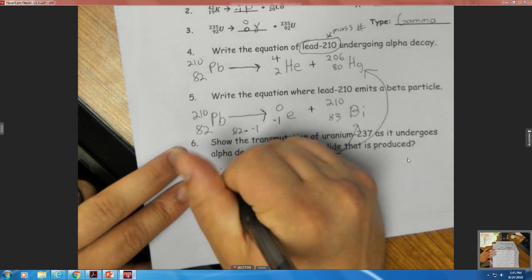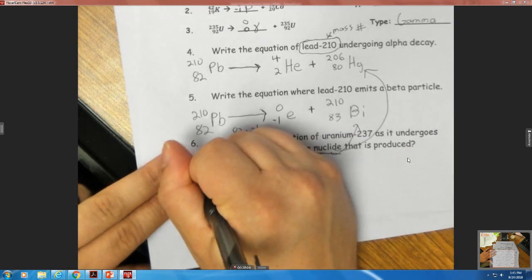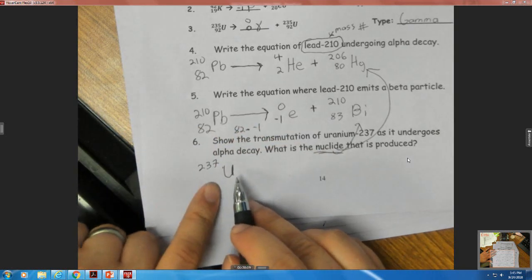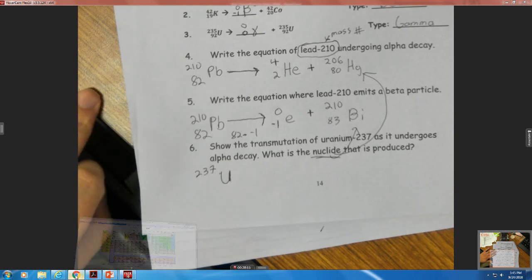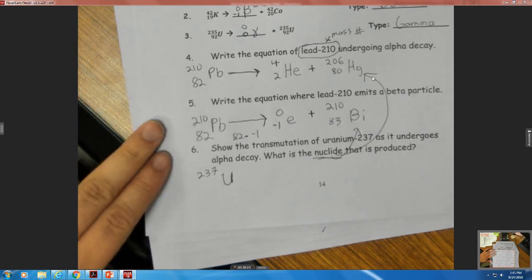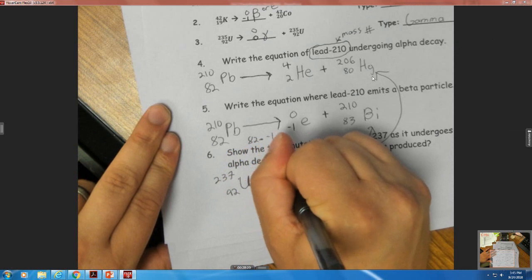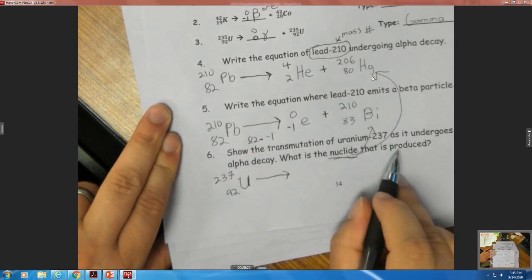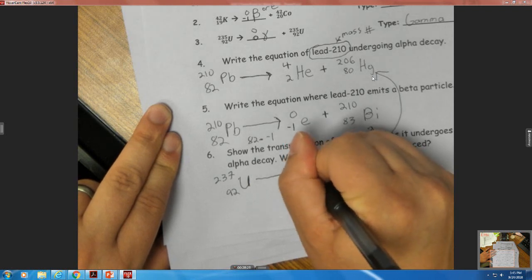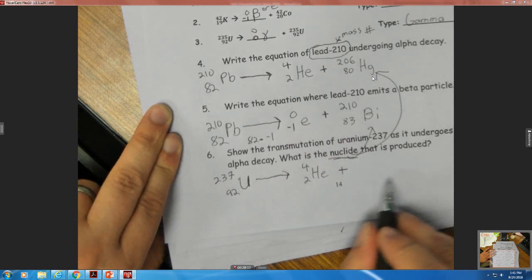My symbol for uranium is just a capital U. That is my mass number, 237. Okay, and what's my atomic number? Well, I need to look up uranium real quick. I know it's down here at the bottom. It's number 92. And it's going to do an alpha decay, it says. So the particle is going to be your helium nucleus, mass number of 4, atomic number of 2, plus what's my nuclide going to be?